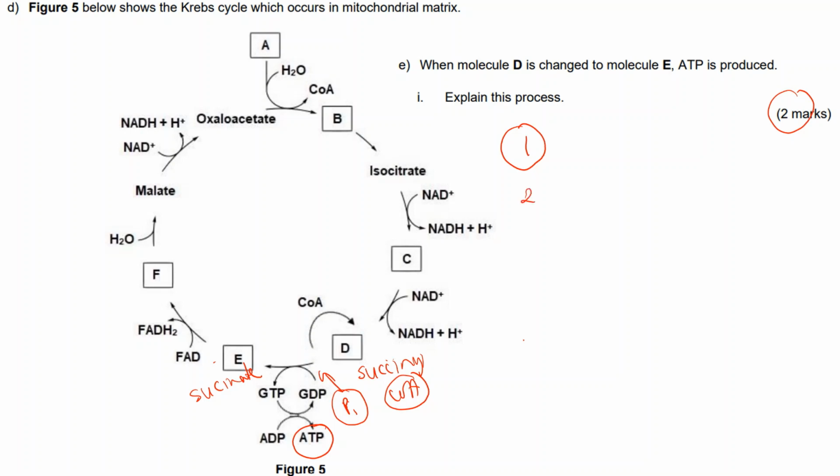For the second mark, the phosphate group is then transferred to GDP to form GTP. That is the second mark. For the third mark, you can write that the phosphate of GTP will be given to ADP to form ATP. Those are the marks that you can include in your answers.